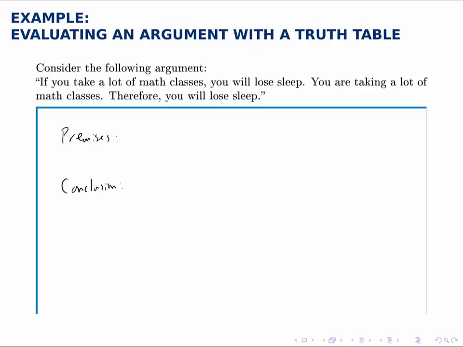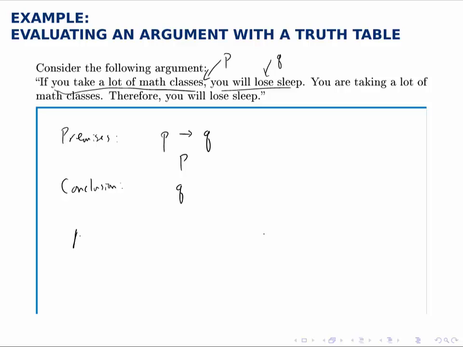To write these premises in symbolic form, we need to define pieces. So let's call "you take a lot of math classes" P. Let's call "you lose sleep" Q, and go from there. So the first premise says if P, then Q. The second premise says you are taking a lot of math classes, which is simply P. The conclusion is, therefore, Q.